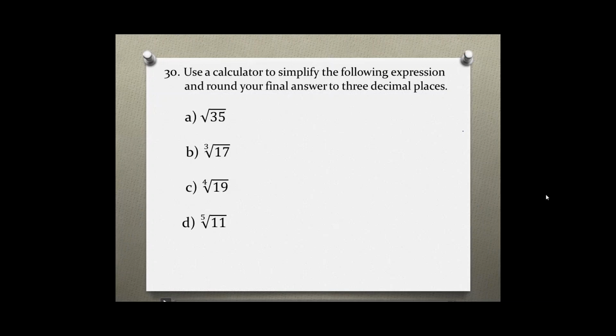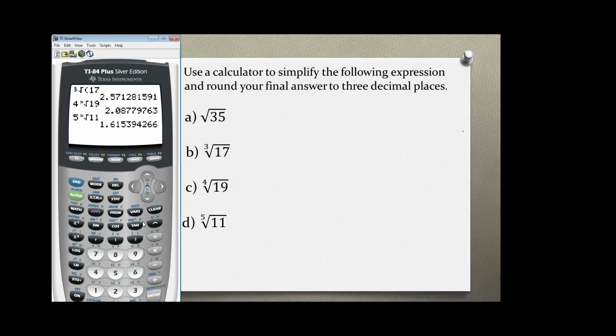Problem number 30. Use a calculator to simplify the following expressions and round your final answer to 3 decimal places. So in this case, we are allowed to use a calculator. Let's open our calculator. And there we are. Let me clear this out real quick.